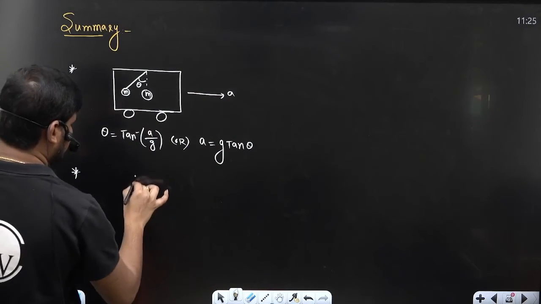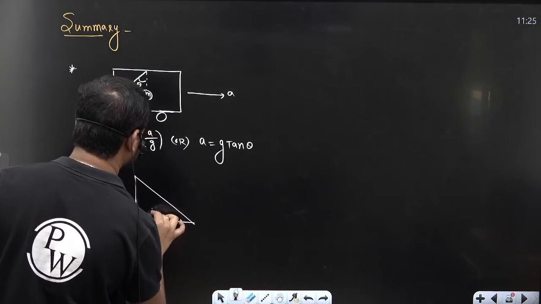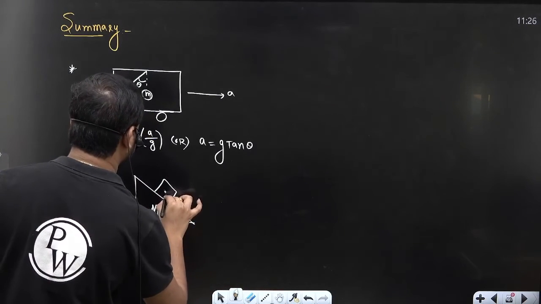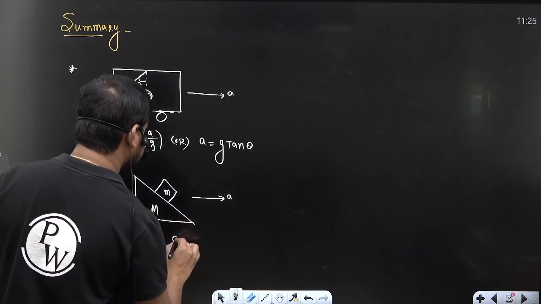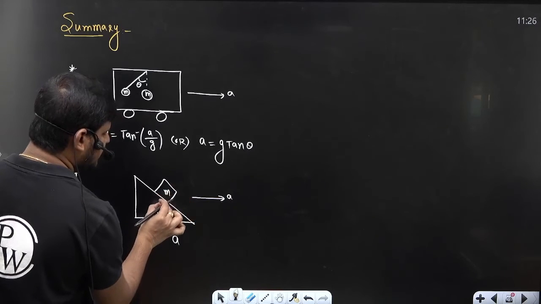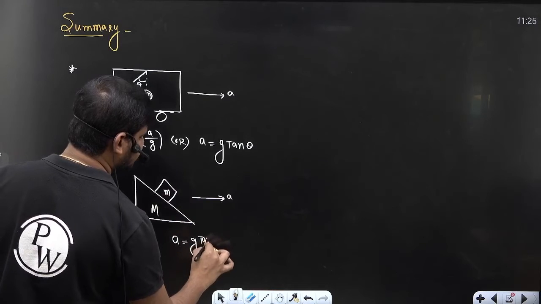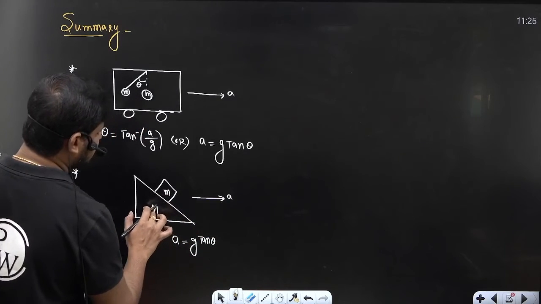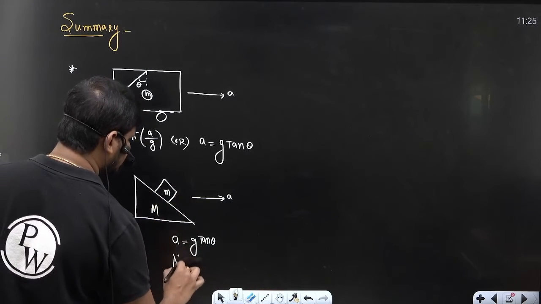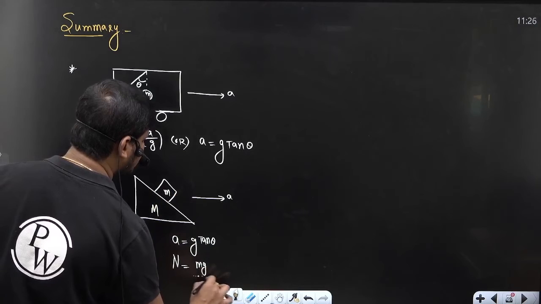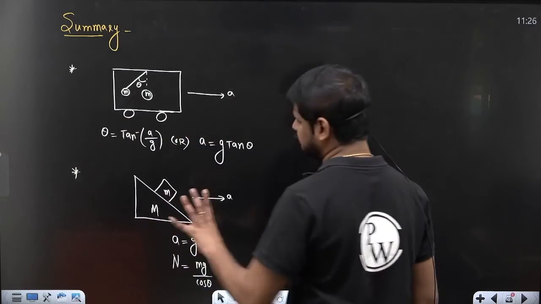And then, if this is the inclined plane, the wedge of capital M mass, and this is small m mass. If you give the acceleration a to the right, what should that acceleration be so that this small m mass will be stationary with respect to the capital M? That is a equal to g tan theta. And the force exerted by capital M on the small m is nothing but the normal reaction, which is mg by cos theta. Clear?